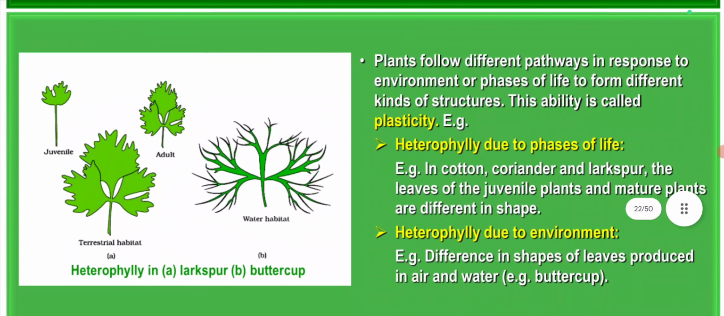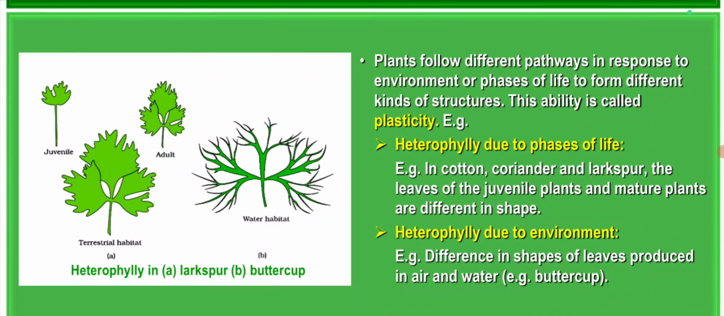Now, plants follow different pathways in response to environment or phases of life to form different kinds of structure. This ability is called plasticity. Remember the term. Example, heterophyly due to phases of life. In cotton, coriander and larkspur, the leaves of the juvenile plant and mature plant are different in shape. See the diagram? In the juvenile phase the leaf structure is different, while in the adult the leaf structure is different.